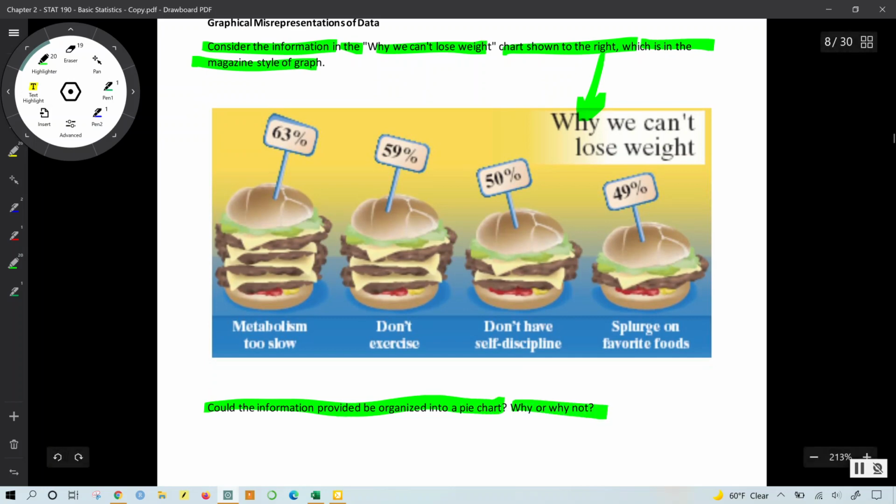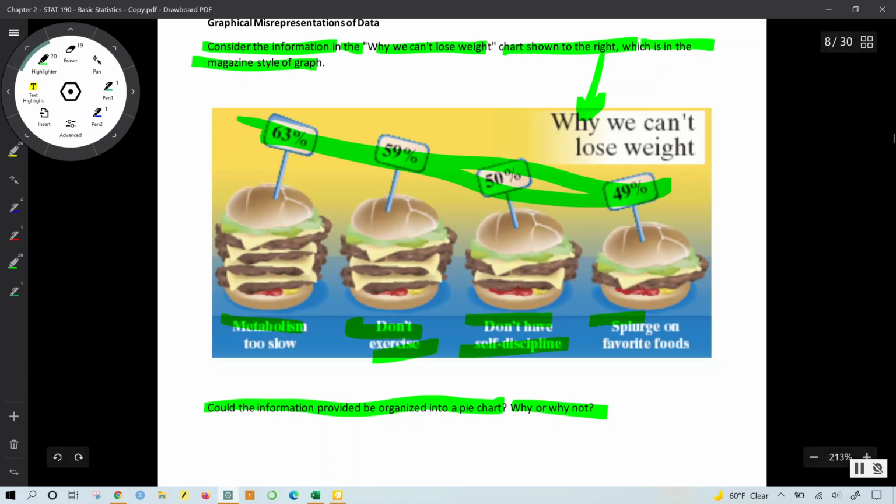Why or why not? What you immediately notice is this. What do you see? This is showing different reasons why we can lose weight, rather. And our interest is, if you look at the percentages, what strikes you immediately? Did you say that the percentages don't add up to 100%?